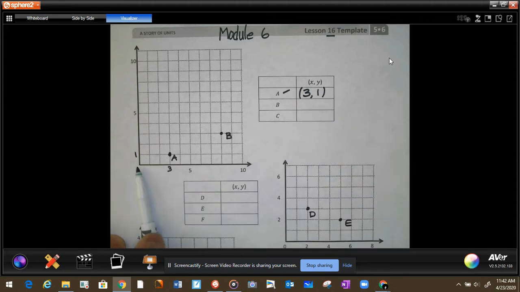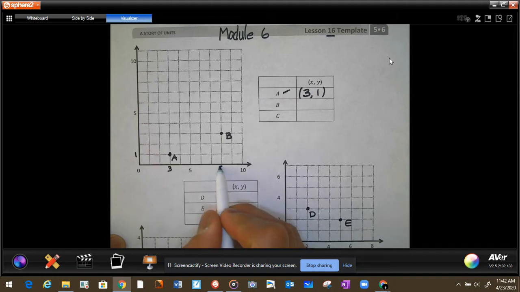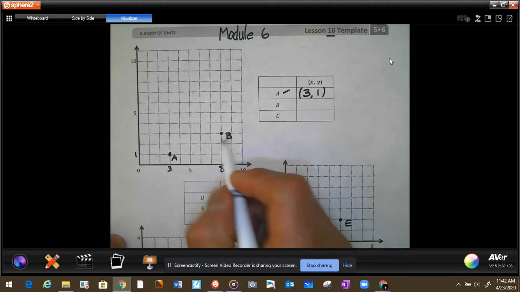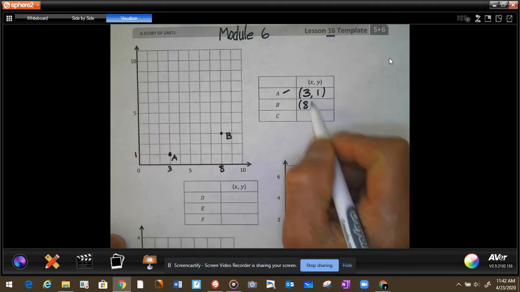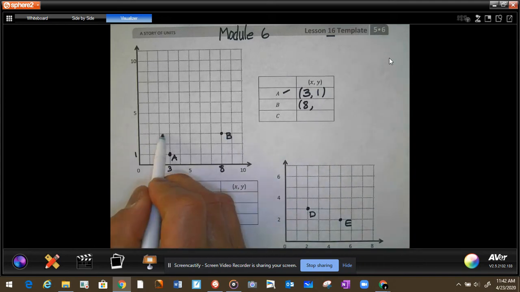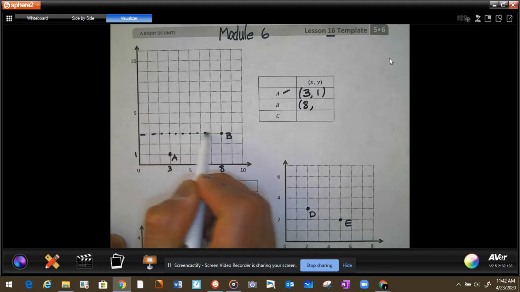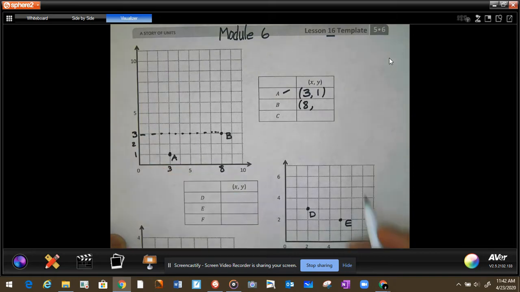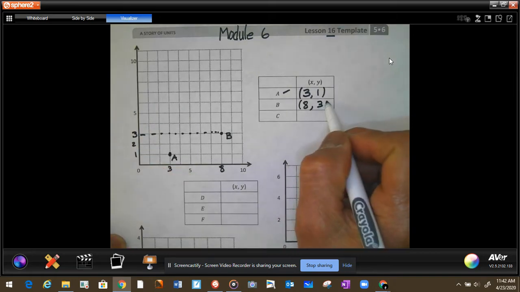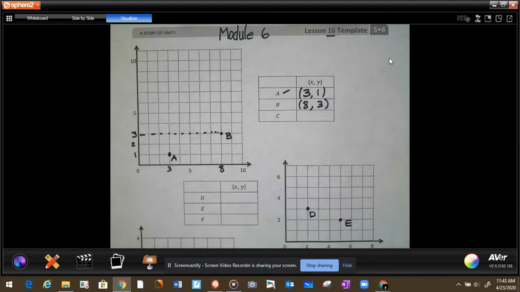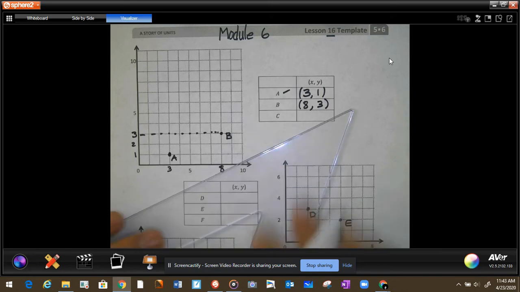So we're going to run to B, and that will be 8. If you count, this scale is every unit is represented by 1. So that's 8 for x. And we're going to jump to y, which would be this intersection right here where they meet. So that will be 1, 2, 3. So y will be 3.